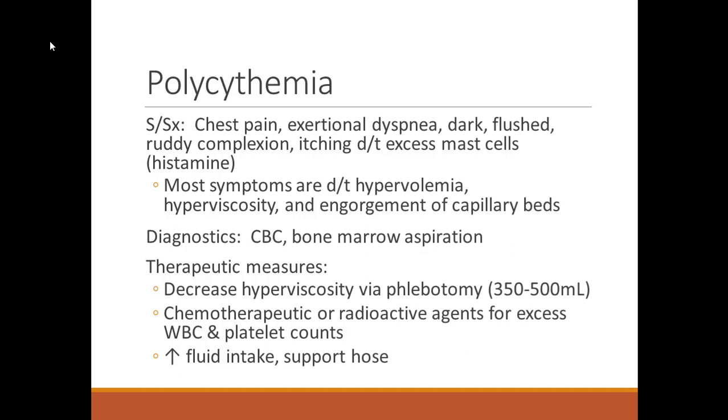Treatment for this, they need to have their blood less viscous. So this is the bloodletting where they're taking out 350 to 500 mLs of blood. So if you think about it, we've got 4 to 6 liters of blood in our system, and you're taking out half. Yeah, that's quite a bit actually.